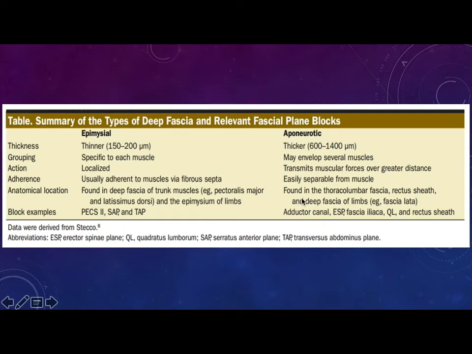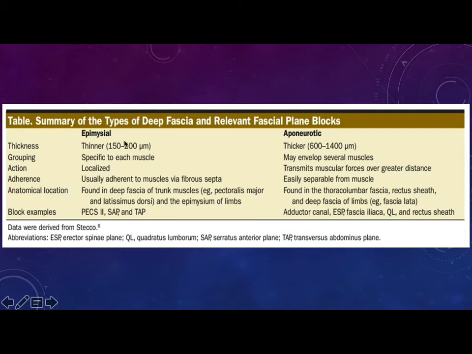Next is the summary of the types of deep fascia, which I mentioned earlier, epimysial and aponeurotic. Aponeurotic is thicker than epimysial and envelops several muscles, compared to epimysial, which is specific to each muscle only. Aponeurotic fascia can be found in the thoracolumbar fascia, rectus sheath, and deep fascia of limbs. Examples of aponeurotic plane blocks are adductor canal, ESP, fascia iliaca, quadratus lumborum, and rectus sheath.